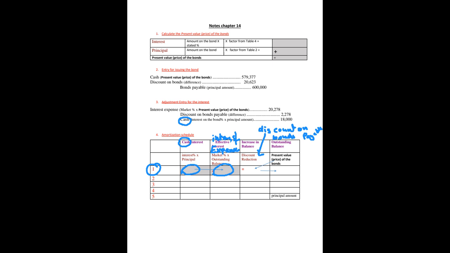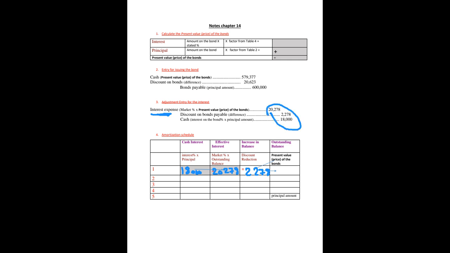So for example, just to take the numbers from this example here, the interest expense will be the effective interest, 278, the cash will be 18,000, and the reduction will be the 278. So this is how we are going to use the numbers from the table itself. Okay, so this is the amortization schedule.